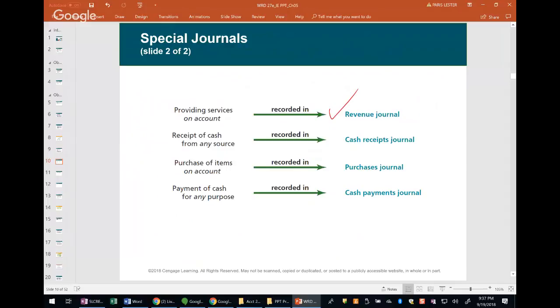Now, if it was a cash customer, it goes in a cash receipts journal. Anytime you receive cash, it goes in a cash receipts journal. Anytime you pay out cash for whatever reason, it goes in a cash payments journal, and then the purchase journal. Now, these are not as necessary as they used to be with computerized systems. That's why I'm going to cover this chapter, but it's not going to count more than 20 points on your test. Okay?